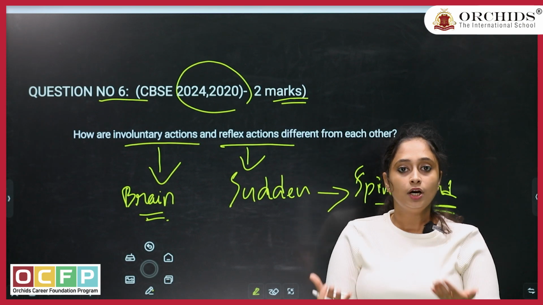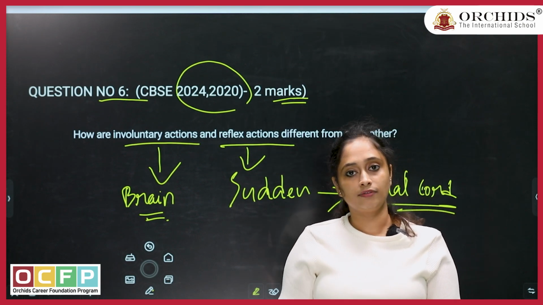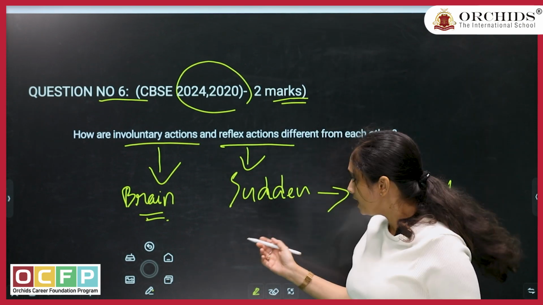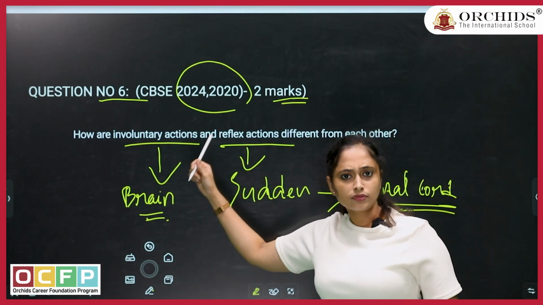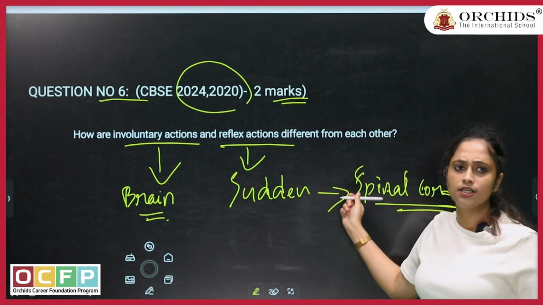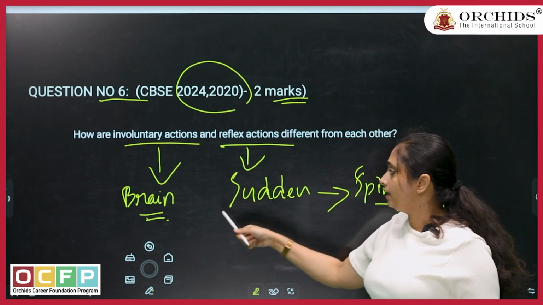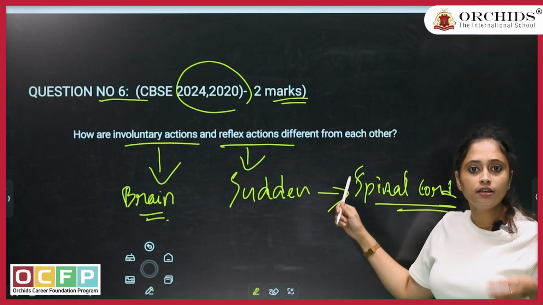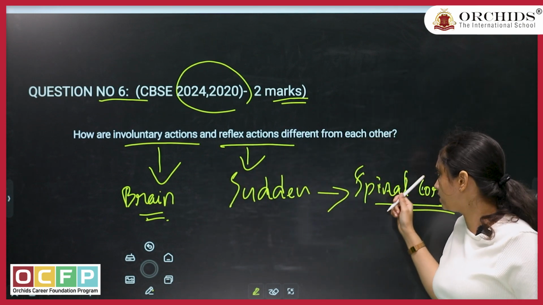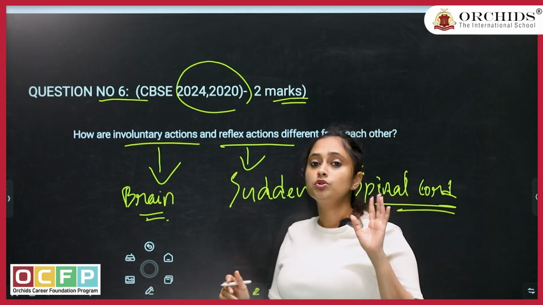And then we will do whatever action is our response. So we can consider the main differences. One is controlled by the brain, another one is controlled by the spinal cord. One is not a very sudden action, and another one is a very sudden, very fast action which is controlled by the spinal cord. So these are the two differences.